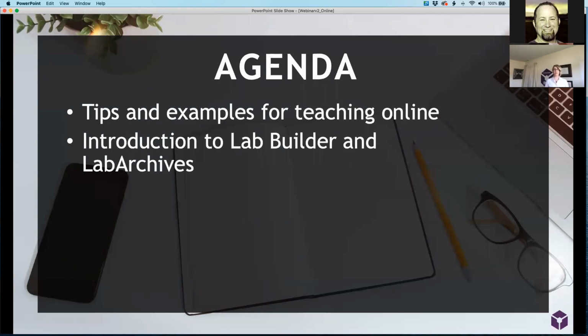So I'm going to be providing some examples both from my own classroom and from what other instructors have used, and put that into context. So provide some examples from our library of labs, things in LabArchives, and things from my own experience. So I'll give you some practical examples.